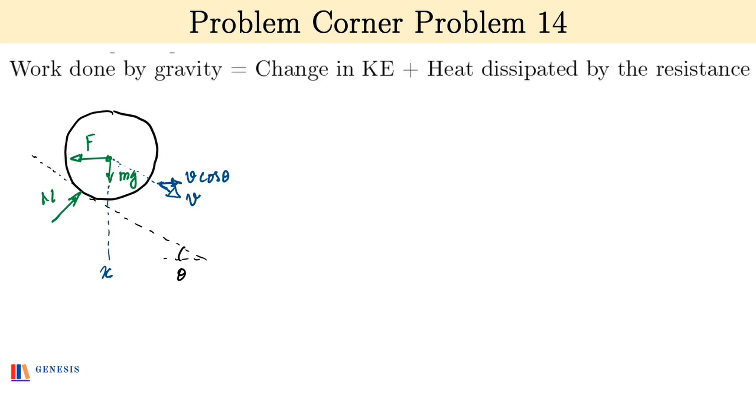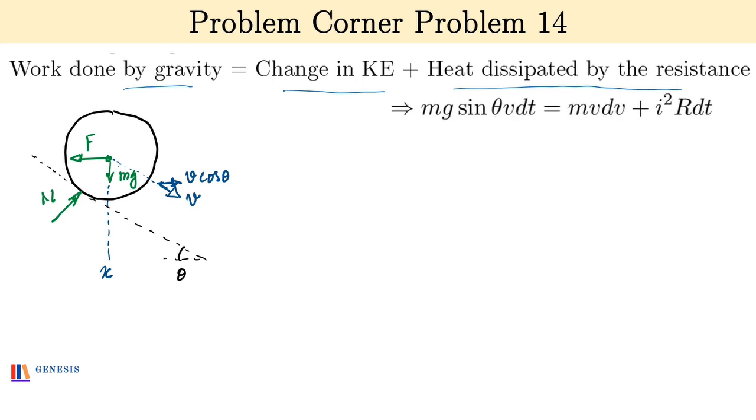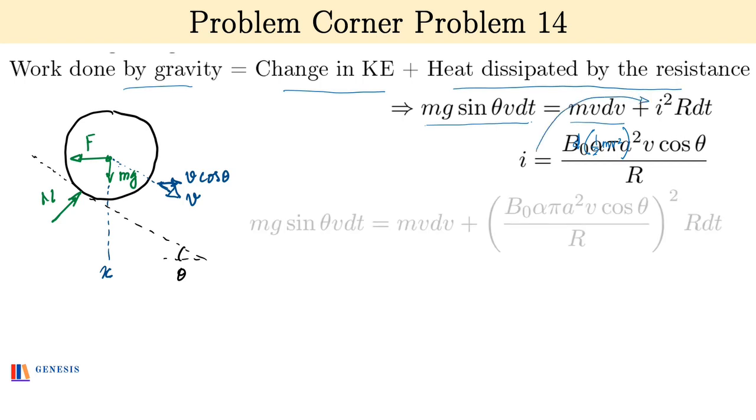If we conserve mechanical energy for an elementary displacement, we can write work done by gravity is equal to change in kinetic energy plus heat dissipated by the resistance. In dt time interval, the work done by gravity will be mg sin theta into the displacement along the incline, which is v dt, and the change in kinetic energy is mv into dv, this is a differential of half mv square, and heat dissipated by the resistance is I square R dt. Find the current as we have indicated. This was not very difficult to do by using the flux, and I am putting the expression for the current here. Now if I substitute this value of current into the energy equation, we get this expression.